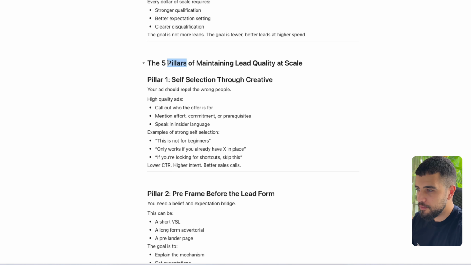Now we have 5 pillars overall for maintaining lead quality at scale. Number 1 is self-selection through creative. Simply make sure you're using the correct messaging. You're calling out who the offer is for. You're mentioning the effort, commitment, and what is required basically for them to get the results that they're looking for. And make sure to speak their insider language. This one is really, really important.